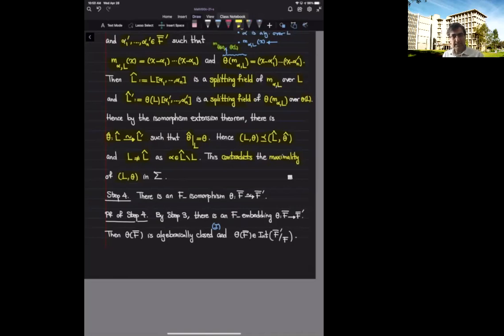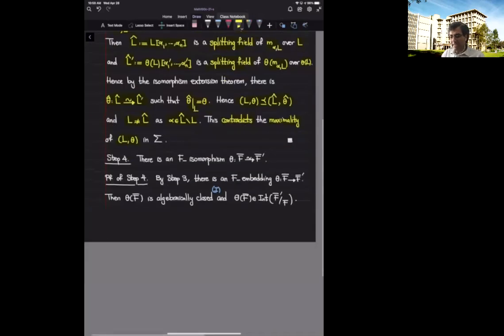So this means that if I give you a maximal element in sigma, then the field part is the entire F bar. That means we end up finding an F embedding from F bar to F bar prime. Now, next we are going to argue that this embedding is indeed an isomorphism.